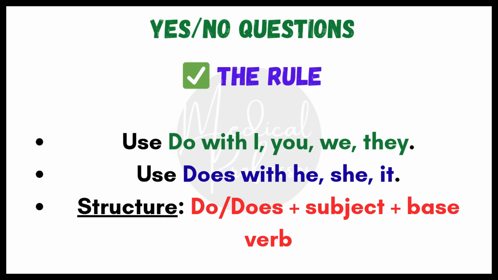Now let's learn how to ask yes, no questions in present simple. These are questions where the answer is either yes or no. Use do with I, we, you, they, and use does with he, she, it. The structure is do or does plus subject plus base verb.